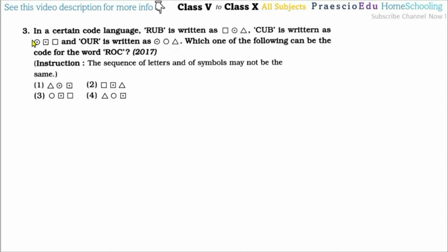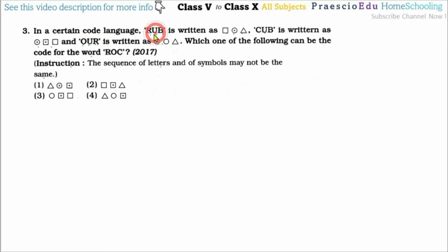Now question number 3. In a certain code language, RUB is written as this symbolic form, then CUB is written as this symbolic form, and OUR is written as this one. Then which one of the following can be in the code language the word ROC? Instruction: the sequence of letters and the symbols may not be the same. So for this we will compare RUB and CUB, and also OUR.